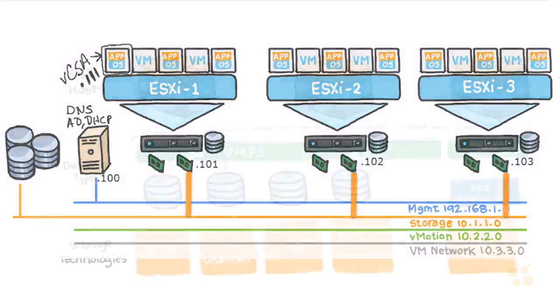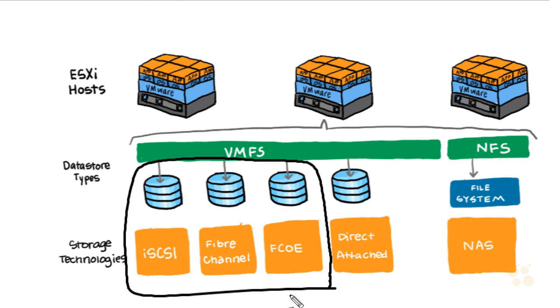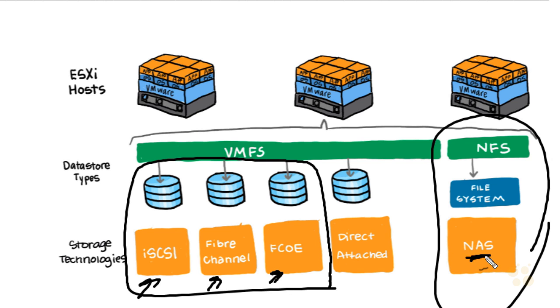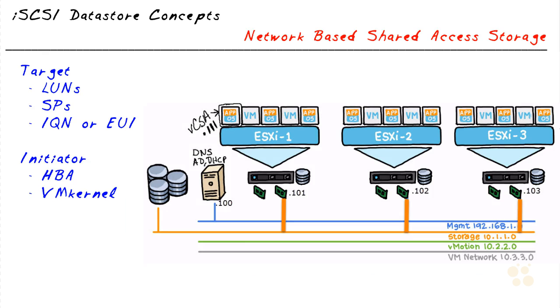So when working with network-based storage solutions, we really have several options, including iSCSI, Fibre Channel over Ethernet, and also, if we're using NFS, we can use NAS. And in this nugget on iSCSI Datastore Concepts, I'd like to focus on this option right here, using network-based storage using the iSCSI protocol. To implement an iSCSI-based solution, we need a few players involved.